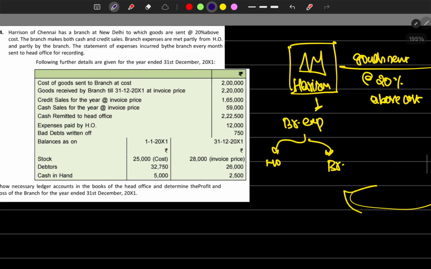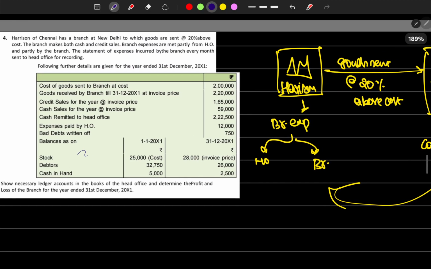We know that this is the invoice price problem. These are all the opening balances. These are all closing balances. This is at cost. We have to show it as an invoice price. When it comes to invoice price, every line item should be at the invoice price only, and we have to adjust the branch adjustment properly.